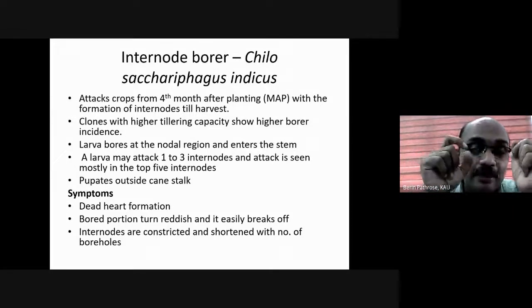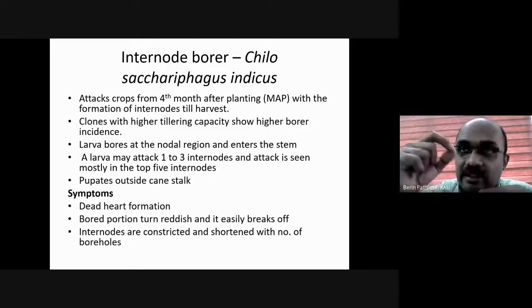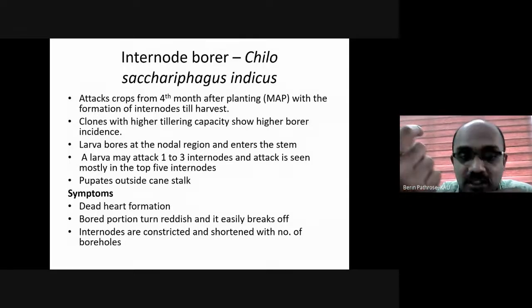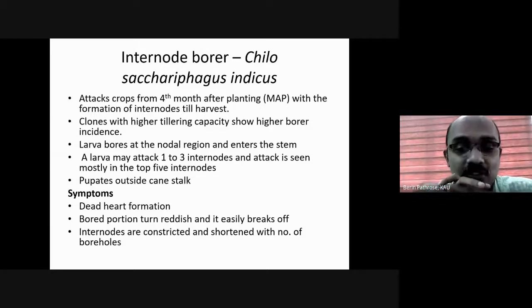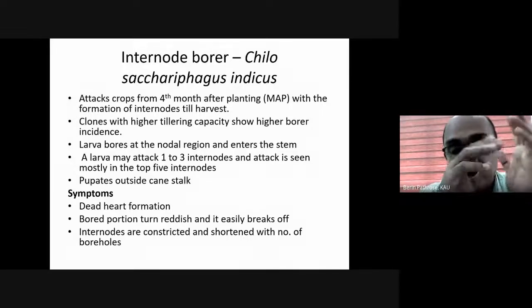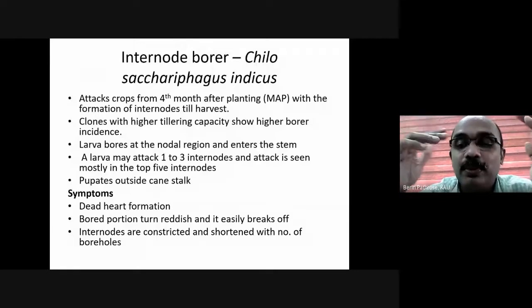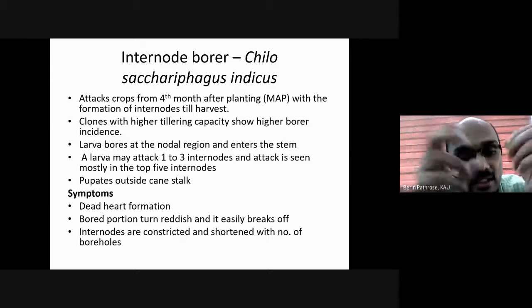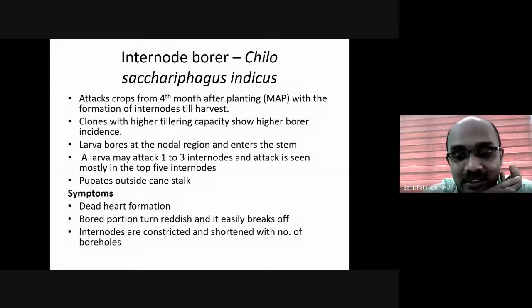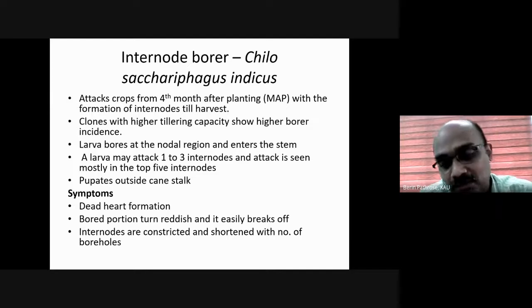So this is the nature of damage. It bores into the stem near the nodal region. It feeds inside the internode. It can damage 2 to 3 internodes, and it prefers the top five internodes. Another typical feature of its life cycle that we have to understand clearly, because it is related to its management also, is that it does not pupate inside the cane. It comes out of the cane and pupates outside. Once it completes its feeding inside the internode, it comes out and pupates outside the cane stalk. So that is one typical feature in its biology which we utilize for its management.